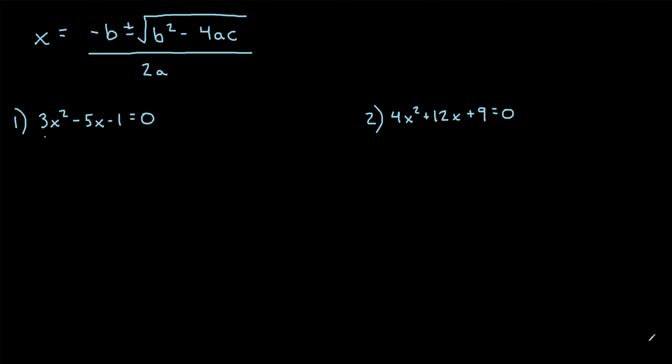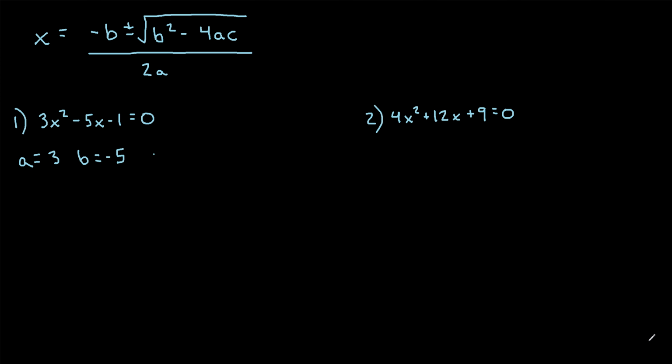So let's check out our first example. We have 3x squared minus 5x minus 1 is equal to 0. So we want to figure out what values of x make this expression true. Well, the way that we can do that is we can use this quadratic formula. So a is going to be the coefficient of the first term, so 3. b is going to be the coefficient of the second term, this negative 5 right here. And c is going to be our constant term, this negative 1. So c is negative 1.